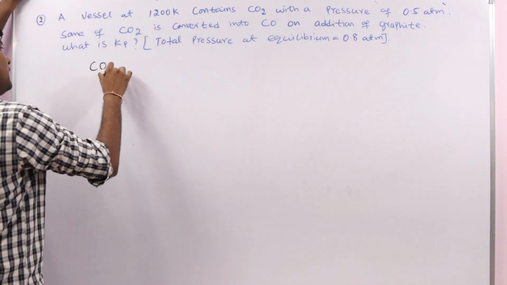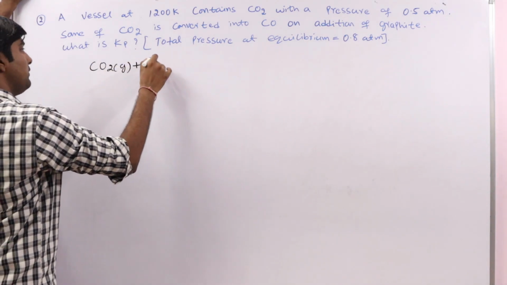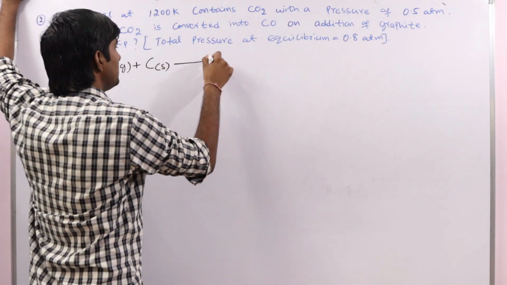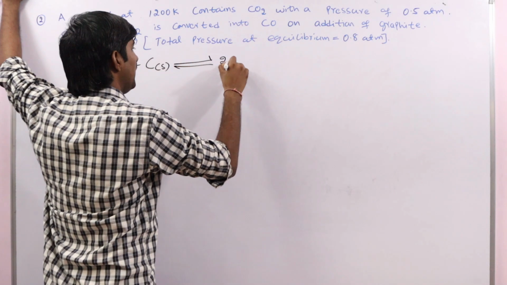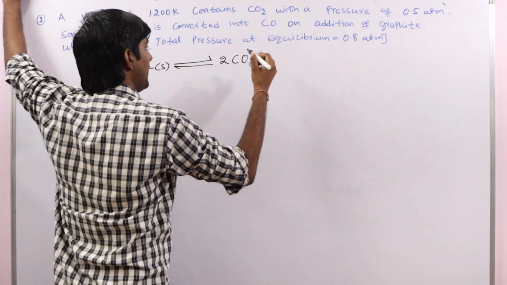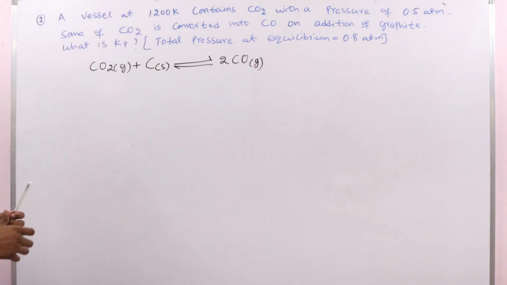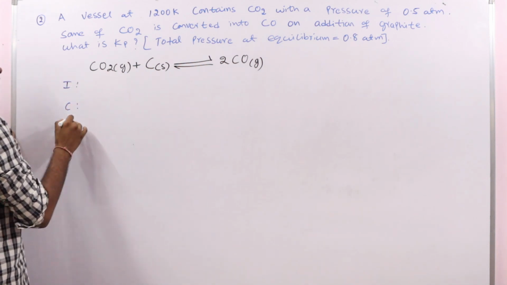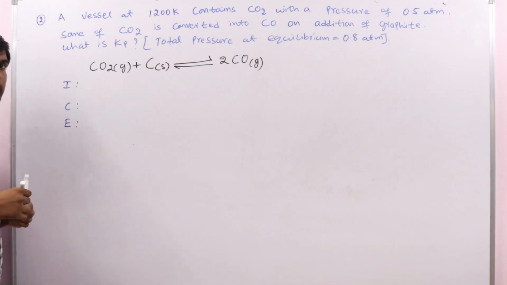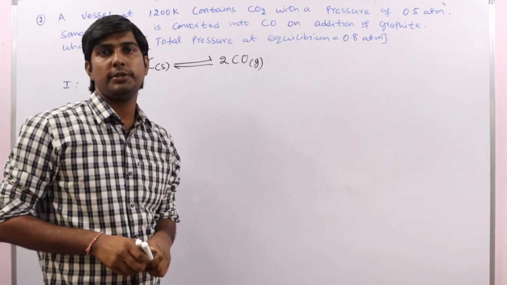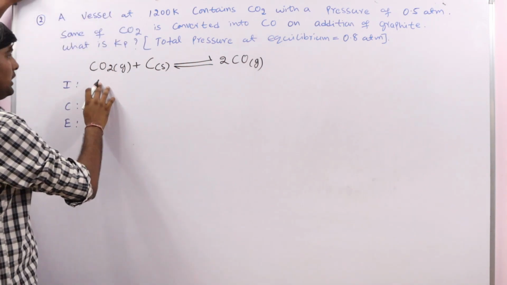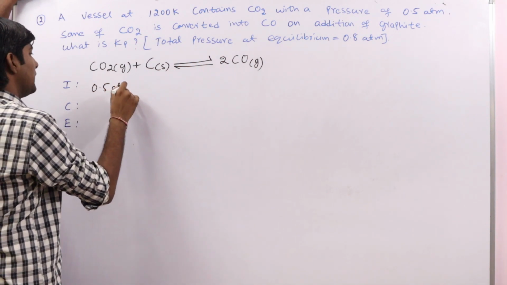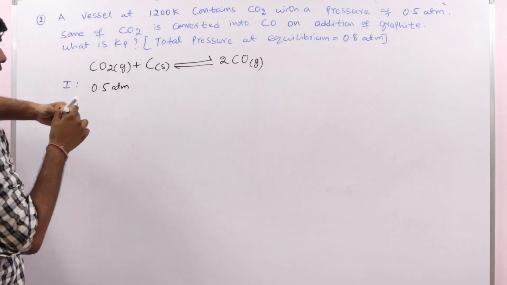CO2 we have taken, right? For this we have added graphite, that is a solid. So we are getting carbon monoxide gas. This is the reaction. So first we have to find equilibrium partial pressures by using an ICE table. What is the initial pressure of CO2? 0.5 atmosphere.